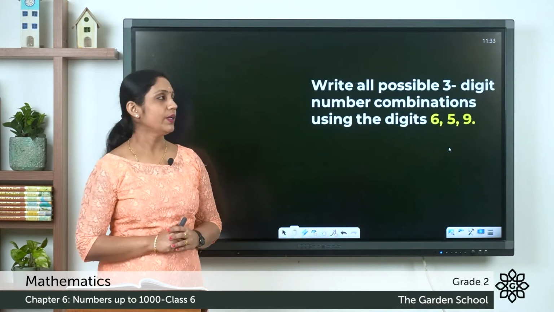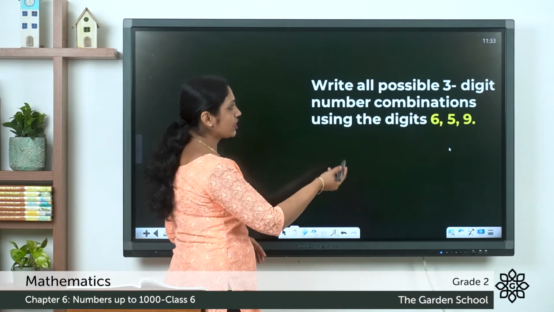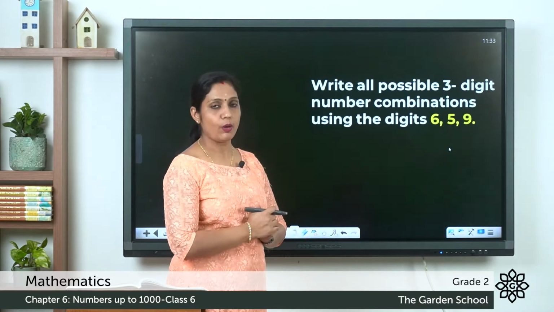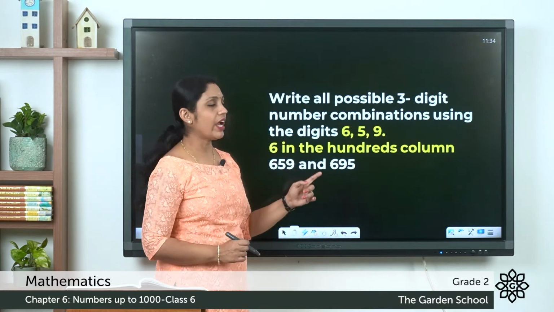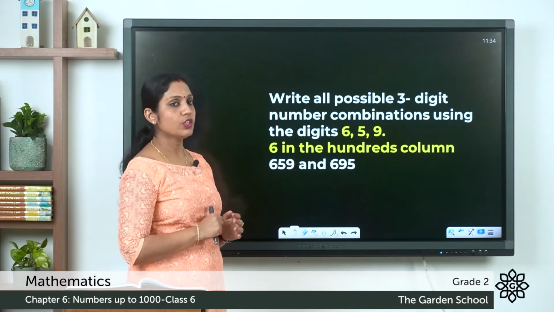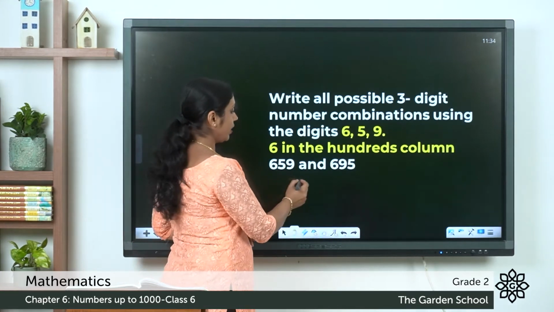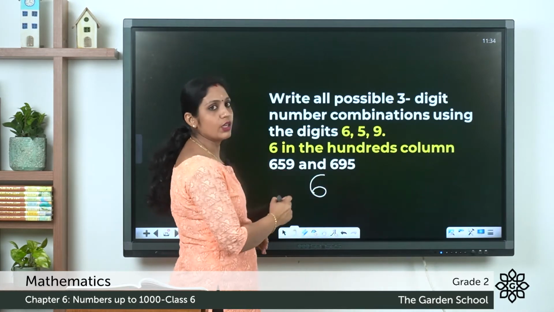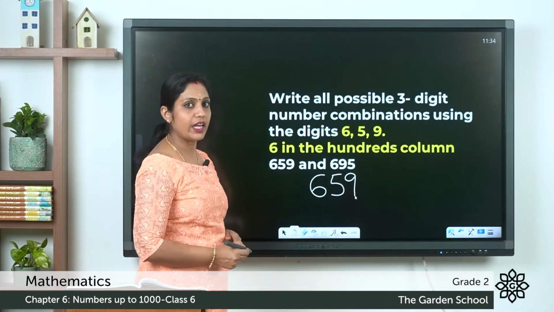Now look at this number, 659. Using the digits 659, we have to make the possible 3-digit number combinations. So how can we make this? We have 659. Using these 3 digits, we have to make a 3-digit number. First, let's take the number 6 in the hundreds place. Writing 6 in the hundreds place, and then we have 59. So we can write 59 and we get the number 659.